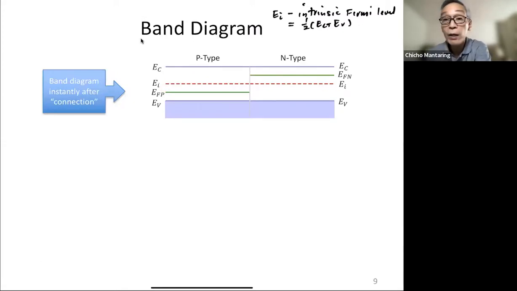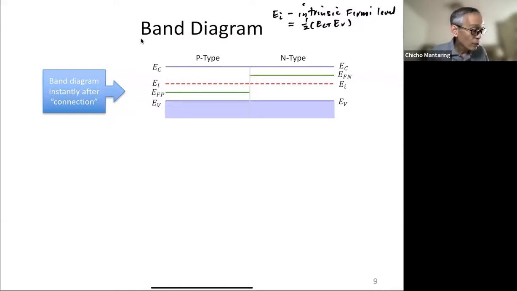Then if you recall, if you have a p-type semiconductor, your Fermi energy level becomes in between EI and EV. And if you have an n-type semiconductor, your Fermi energy level becomes between EC and EI. So in n-type, our Fermi level goes up. In p-type, our Fermi level goes down.